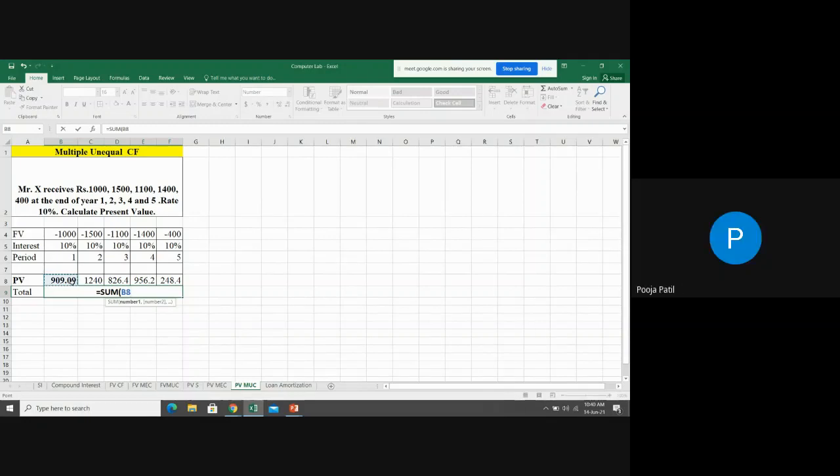B8 to B8. B8 to which? F8. Very good. So we got the total. Is this clear to everyone?